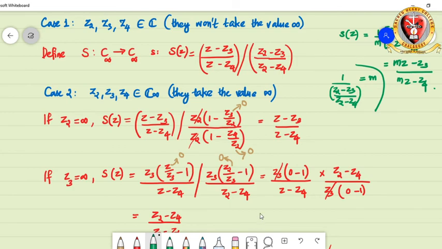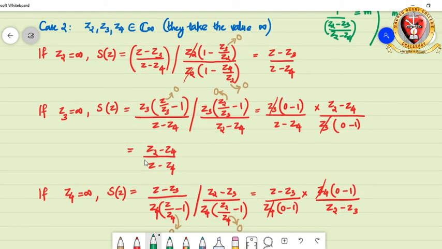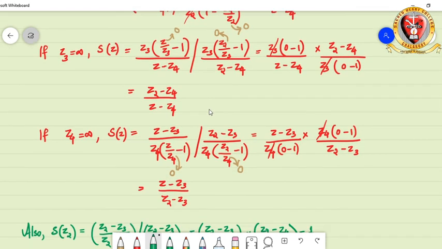Similarly, when z3 is equal to infinity, in the same manner take z3 out. Here it is division, right? So you take the reciprocals here and cancel out z3, and here you know that z by z3 and z2 by z3 are tending to 0 as z3 tends to infinity. So you end up with S of z having the value z2 minus z4 divided by z minus z4. Similarly, when z4 is equal to infinity, in the same manner you can conclude that S of z is z minus z3 divided by z2 minus z3.